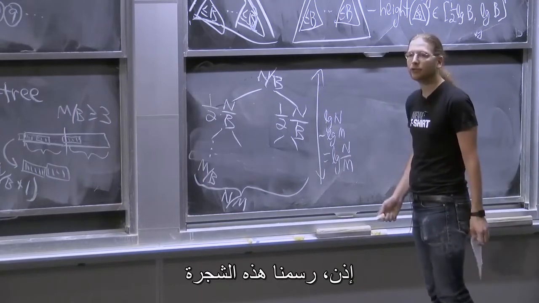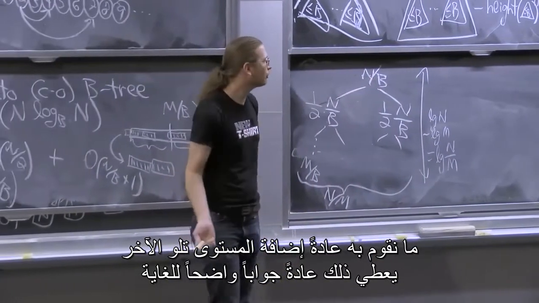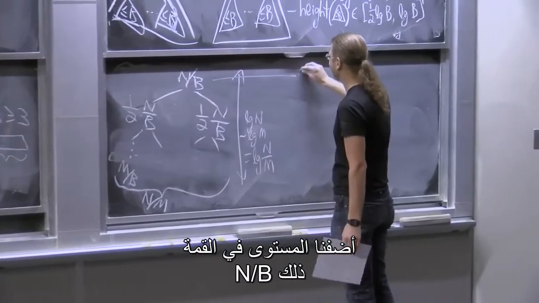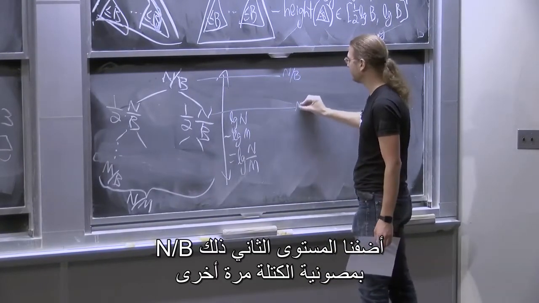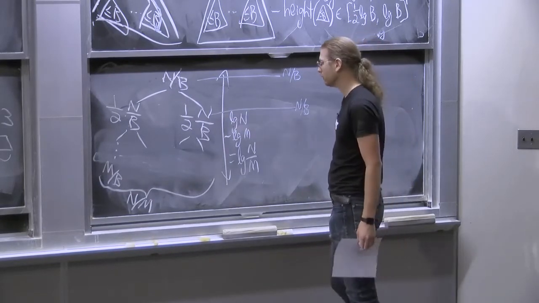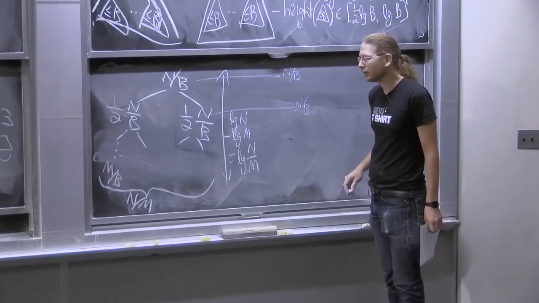Okay, so we've drawn this tree. Now what we usually do is add up level by level. That usually gives a very clean answer. So we add up the top level, that's n over b. We add up the second level, that's n over b, by conservation of mass again, and because this is a linear function. So each level, in fact, is going to be exactly n over b cost.